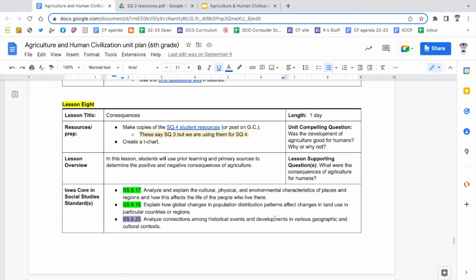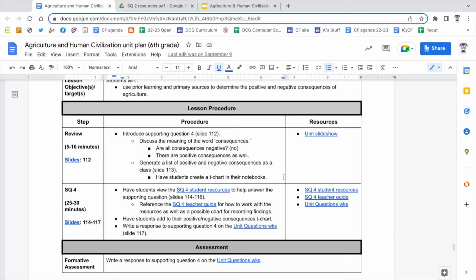Lesson 8 is about the consequences, focusing on the consequences of agriculture for humans. It begins with a quick review of positive and negative consequences. Not all consequences have to be bad. And then we take a look at the supporting question 4 student resources to help figure out the answer.